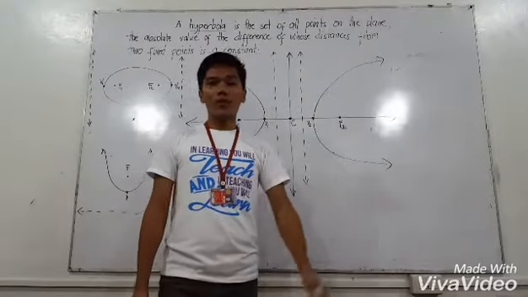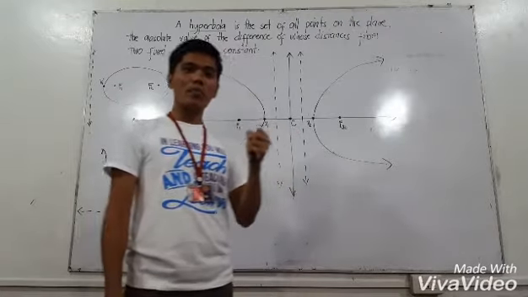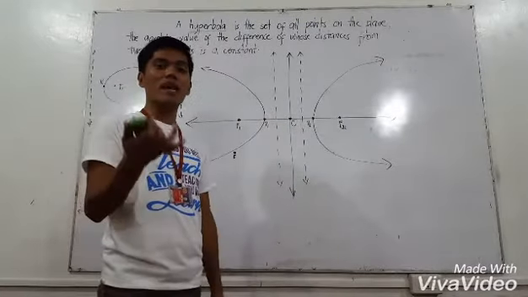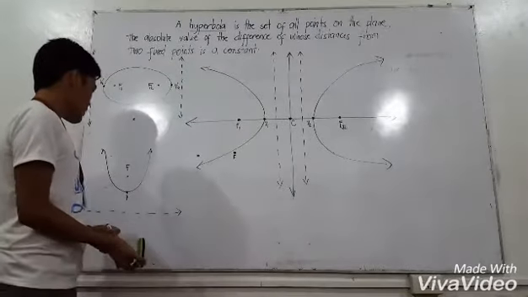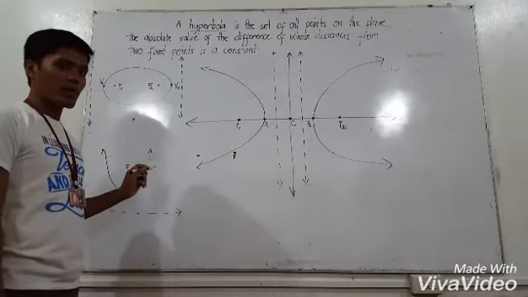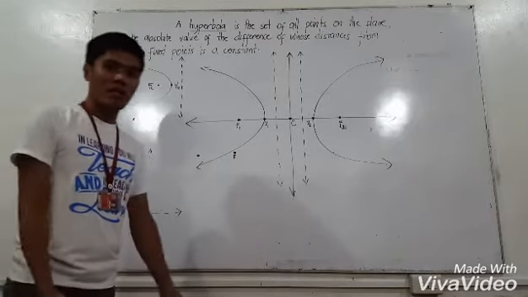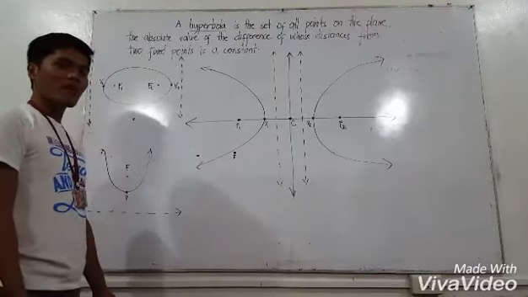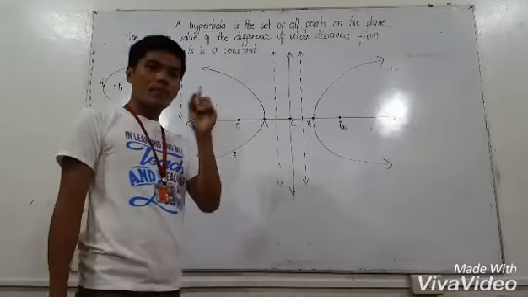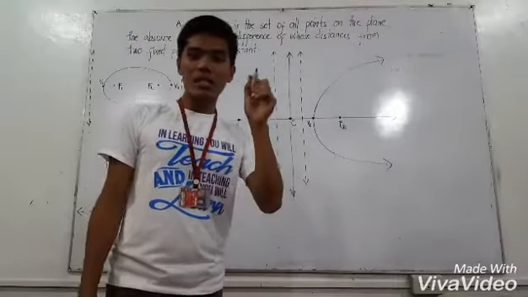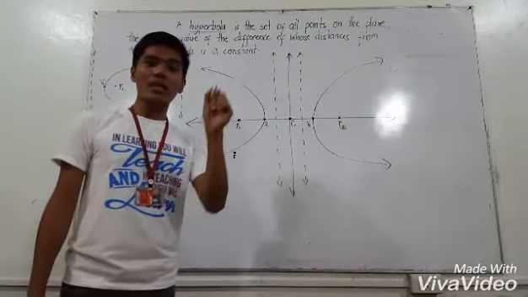Before we proceed with the definition of a hyperbola, let us recall first the definition of the parabola and the ellipse. Take note class, for a parabola, we have a fixed point, the focus of the parabola. We also have the fixed line, or the directrix of the parabola. Based on the definition, the distance from any point of the parabola to the focus is equal to the distance from that same point to the directrix.